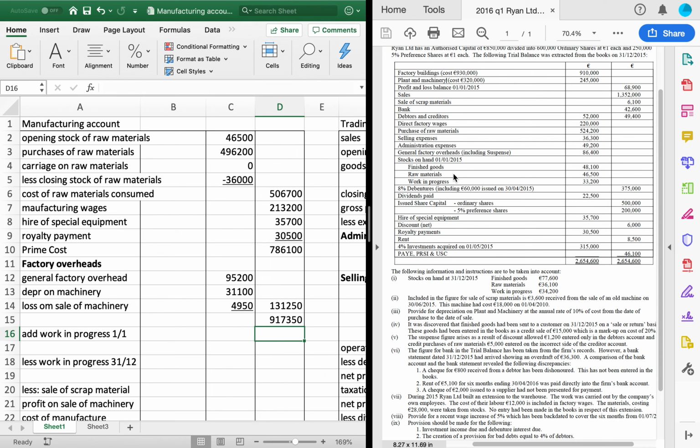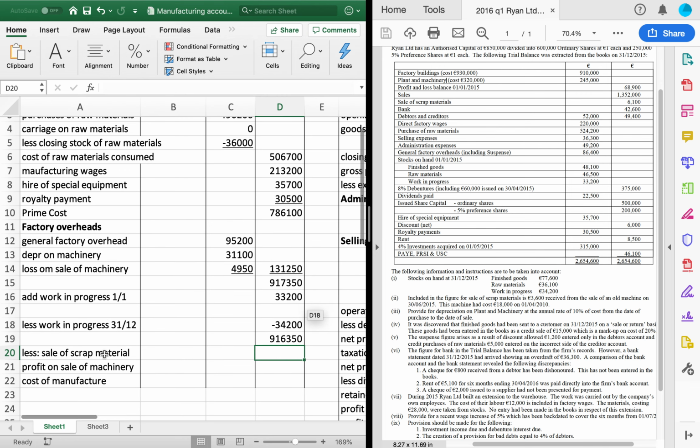Then your work in progresses. There'll be no changes to these. So your opening stock of work in progress 33.2, which you add on, and your closing stock of work in progress is 34.2. So that's 916,350.